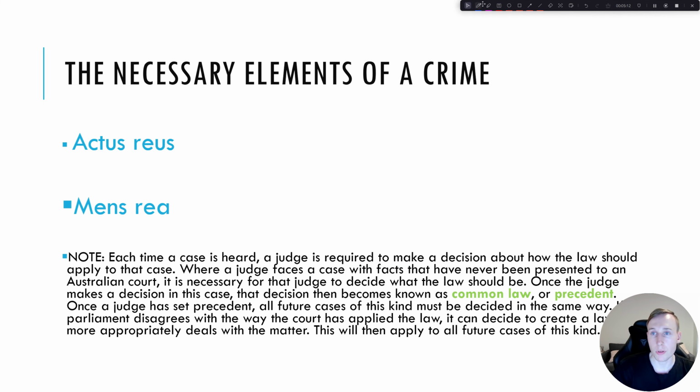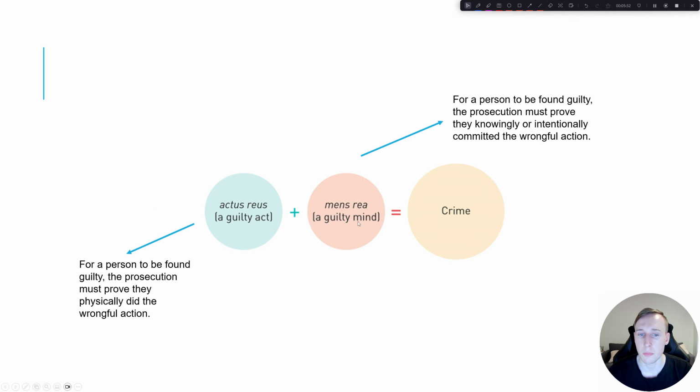So starting off with the first one, every single crime in Victoria or Australia has two main elements, or two key things they need to have. These are both Latin words. The first one is actus reus, which basically refers to the guilty action. And the second element is what's known as the mens rea, which is known as the guilty mind. So when you combine these two things together, that is what makes our crime.